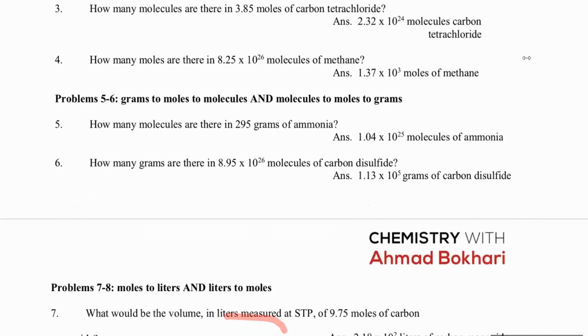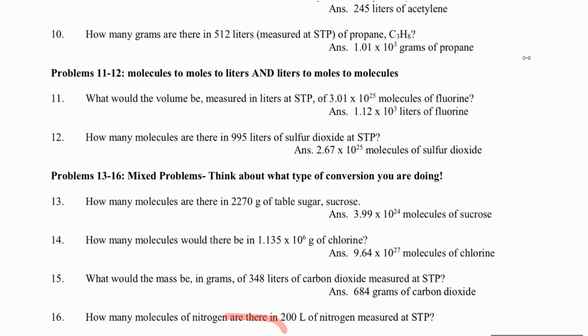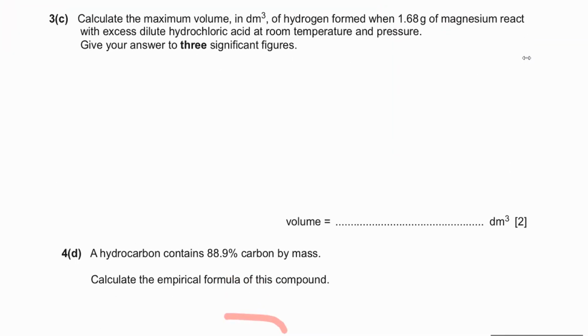So I asked you to attempt a few questions from here, and I hope you have been able to do that. Okay, so आज हमने questions करने हैं mole conversion, stoichiometry, और फिर मैं आपको सिखाऊंगा about solutions or how to deal with solutions. So let's first get started with this one. Calculate the maximum volume calculate करना है of hydrogen formed when 1.68 gram magnesium. So दो चीजों की बात हो रही है, हाइड्रोजन की और मैग्नीशियम की, and excess dilute hydrochloric acid.